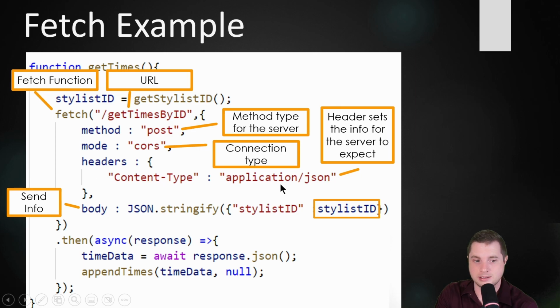Headers, content type, application JSON. The header sets the info for the server for what to expect. So when the server gets information from your fetch call, it actually needs to know if it's URL encoded or JSON, because it needs to parse it correctly. So you have to tell it what type of information you're sending it. And then the body, the information itself. So JSON.stringify, because we said JSON, we're sending JSON. Stylist and stylist ID. And then the asynchronous function after that.